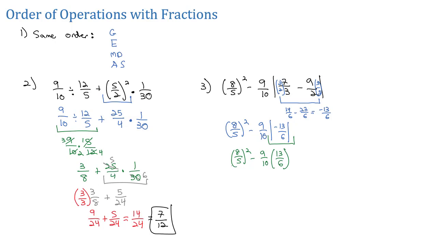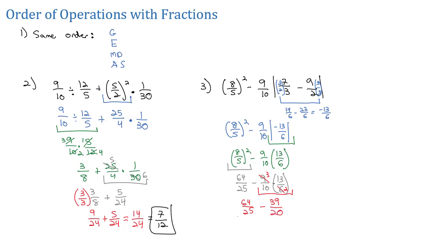After our grouping symbols, the next thing in order of operations is the exponent. And we know we need to square both the 8 and the 5 to get 64/25 minus 9/10 times 13/6. After exponents, the next thing we do is multiply. Let's do some reducing with that 9 and 6, both divisible by 3, leaving behind 3 and 2. So we have 64/25 minus 3 times 13 is 39/20.